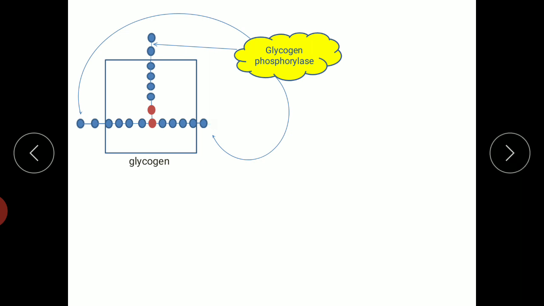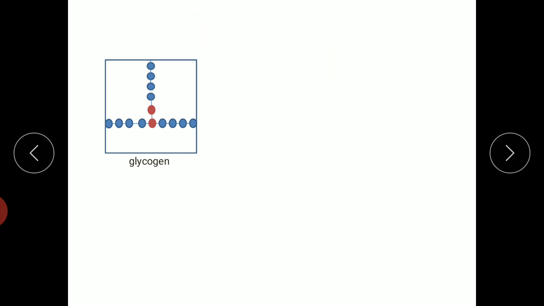We will move on. You can see removing glucose residues in the form of glucose 1-phosphate. Now in the square, what remains is a small molecule. From the branching point, it has got only 4 or 5 glucose residues. This molecule is no more called glycogen, but it is called limit dextrin. And this enzyme, glycogen phosphorylase, cannot act on limit dextrin anymore.